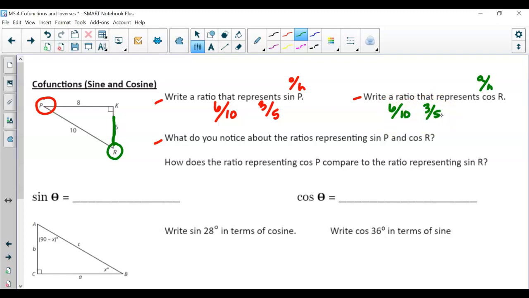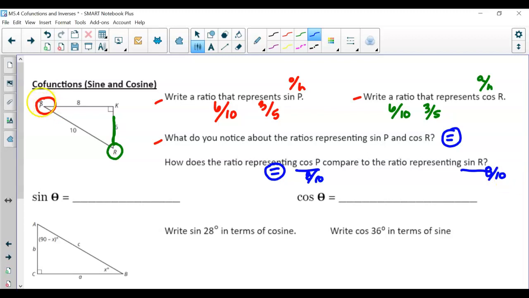So now what do you notice about the two ratios that represent the sine of P and cosine of R? They are the same. They are equal to each other. So then how do you think the ratio representing cosine of P is going to compare to the ratio representing sine of R? Well, again, these two are going to be equal to each other. And if you wanted to double check, cosine of P is 8 over 10, and sine of R is 8 over 10. So that's what we mean by these cofunctions.